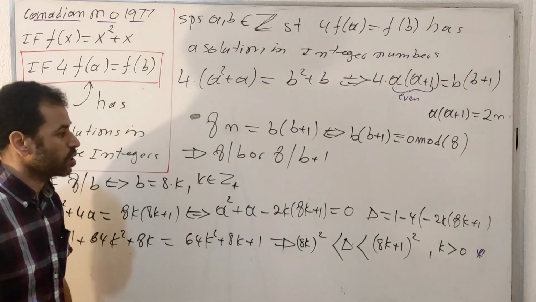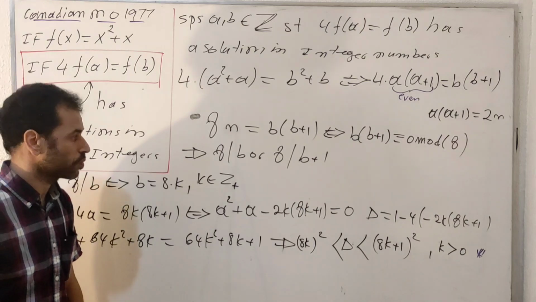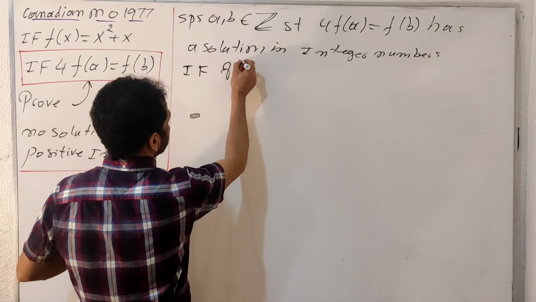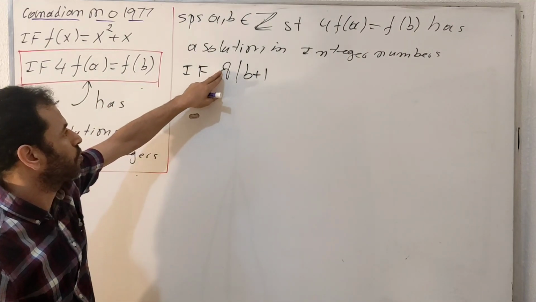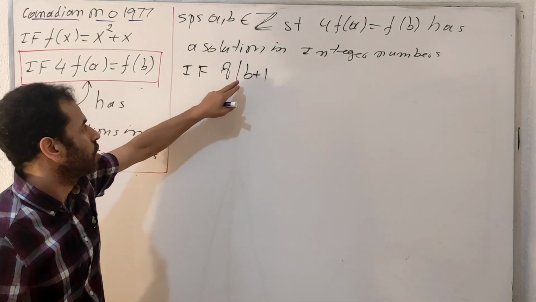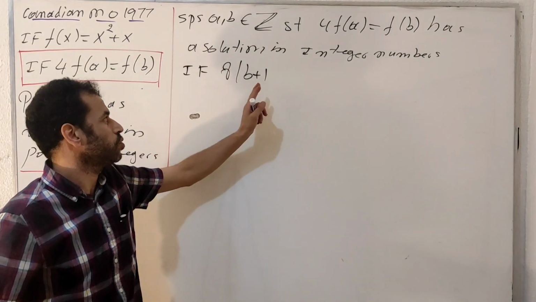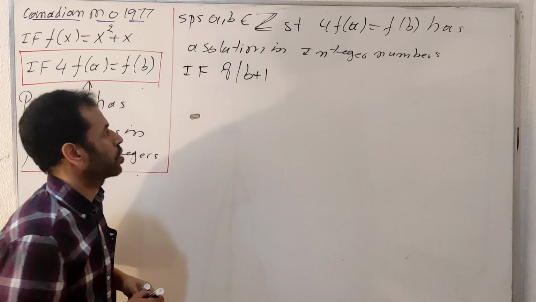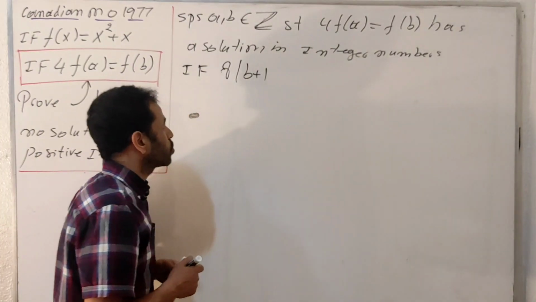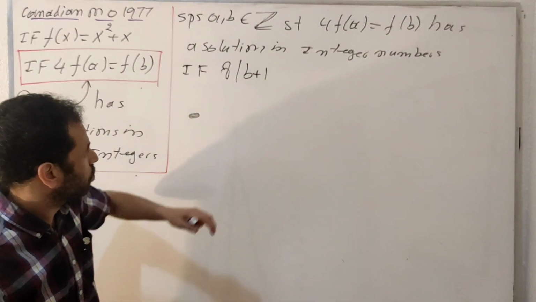Now I'm going to erase this board and move on to the next case, if 8 divides b plus 1. Previously we took the case when 8 divides b, and it was impossible. Now we are going to check if 8 divides b plus 1. So I'm almost doing the same job that I did before.